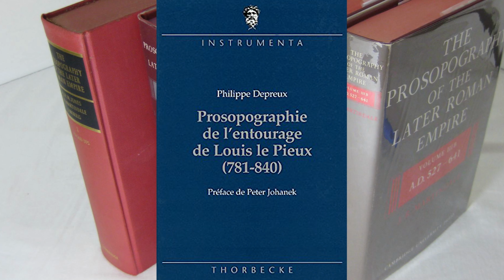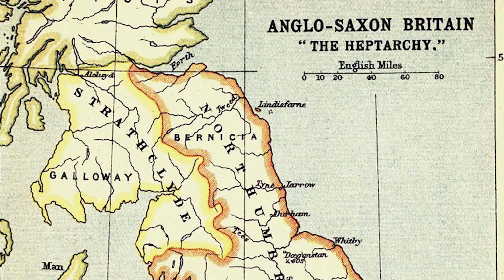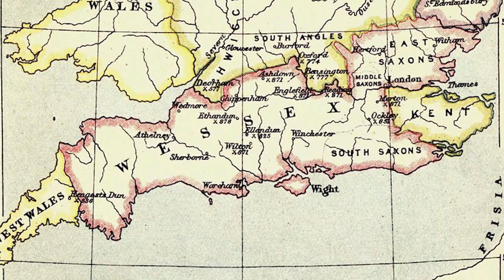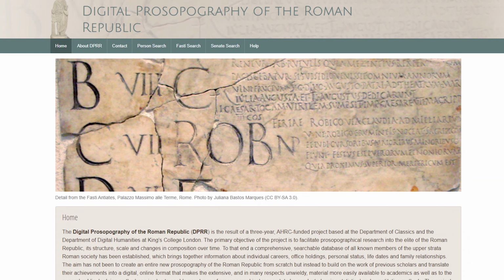Some cases it might be those individuals connected to a certain ruler, but in this case, it's all the individuals associated with Anglo-Saxon England. And it's kind of got a long history, going back to the 19th century as a methodology. And in a later episode, we're going to be looking at the prosopography of the Roman Republic. But for now, let's jump back to England.